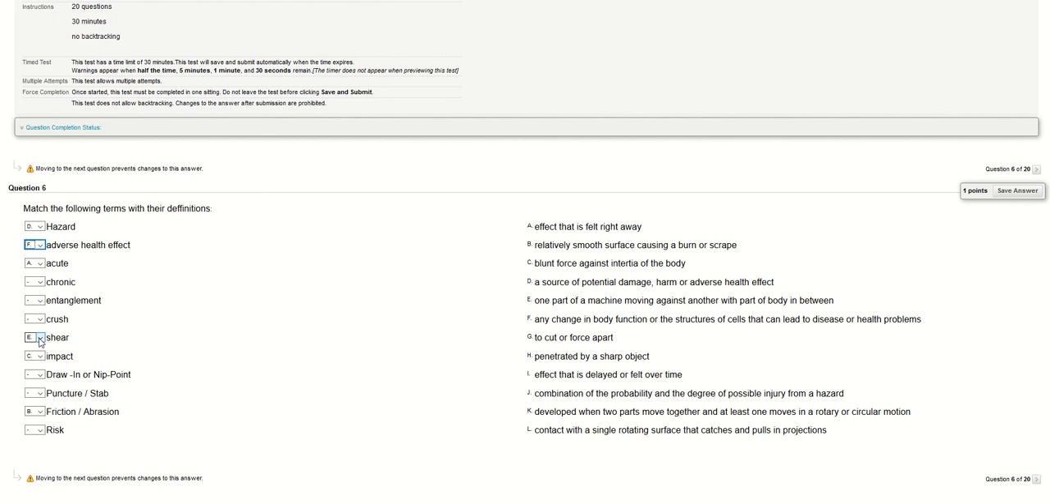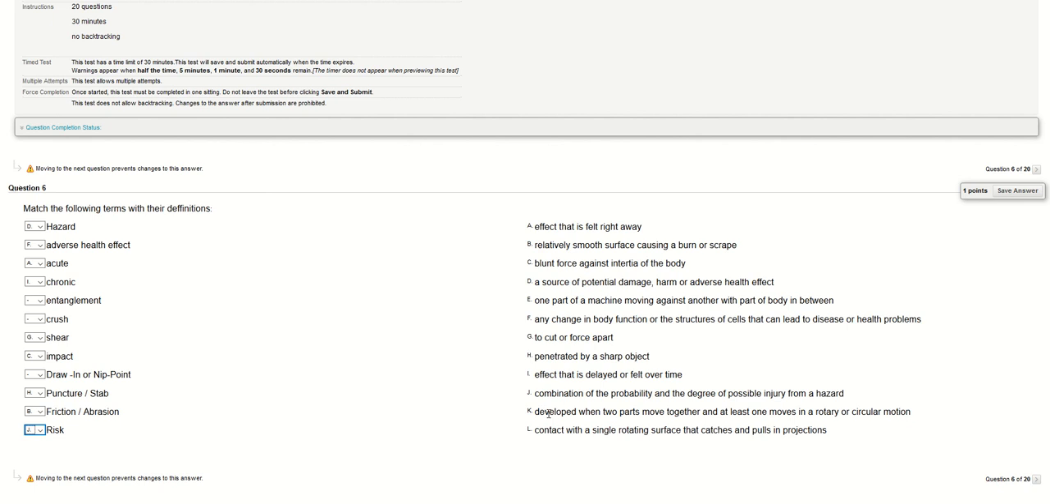I like that one for shear better. Penetrated by a sharp object is a puncture. Effect that is delayed or felt over time, that is chronic. Combination of the probability of severity, that's going to be risk.